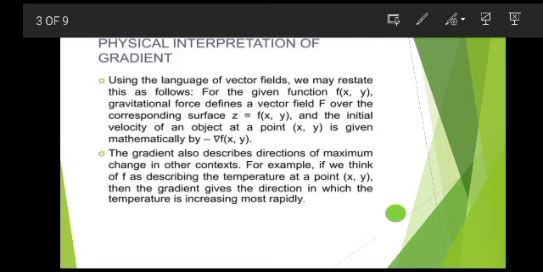For example, if we think of f as describing the temperature at a point (x, y), then the gradient gives the direction in which the temperature is increasing most rapidly.